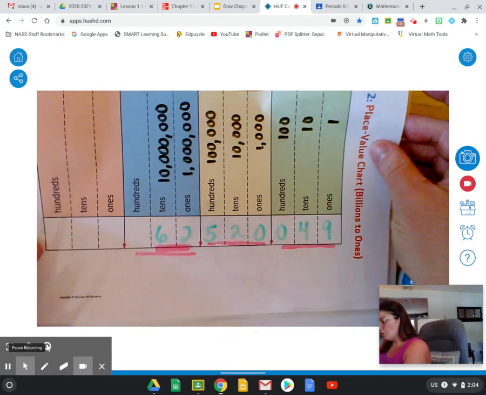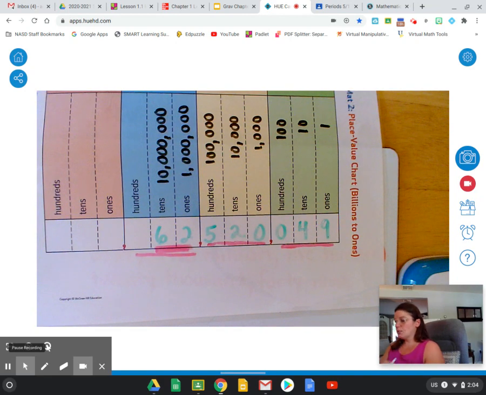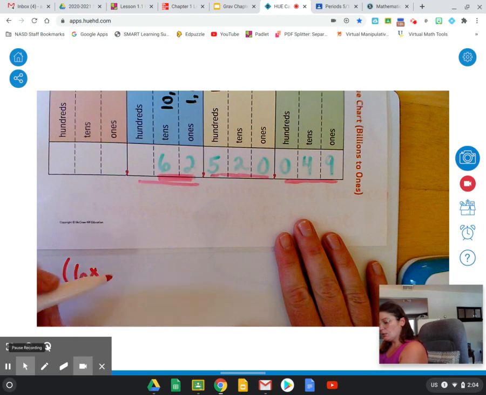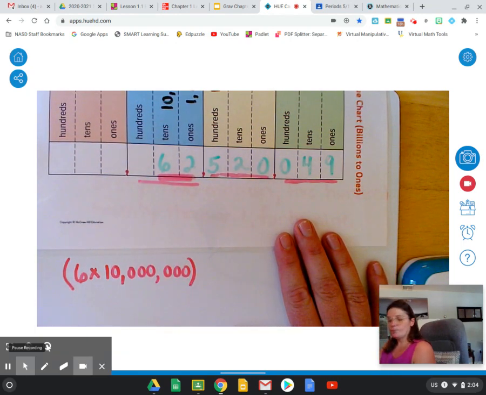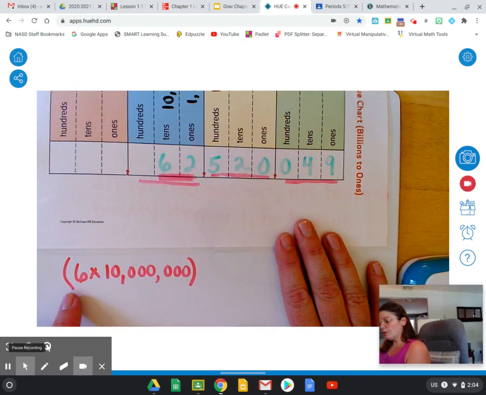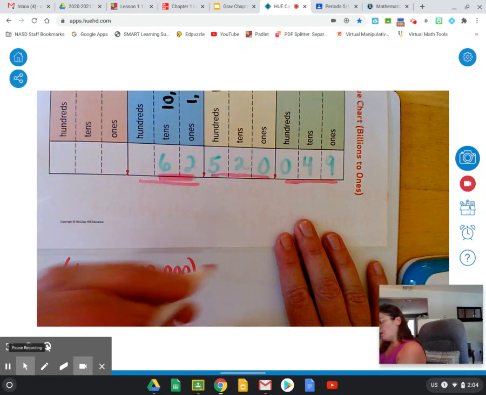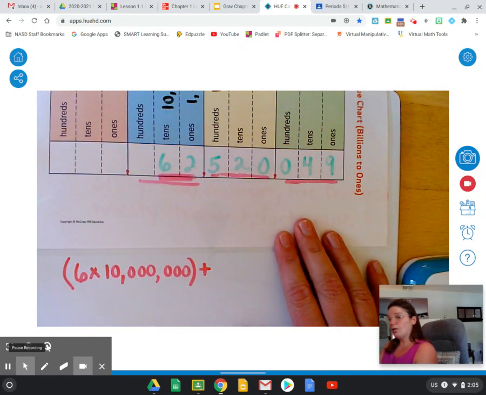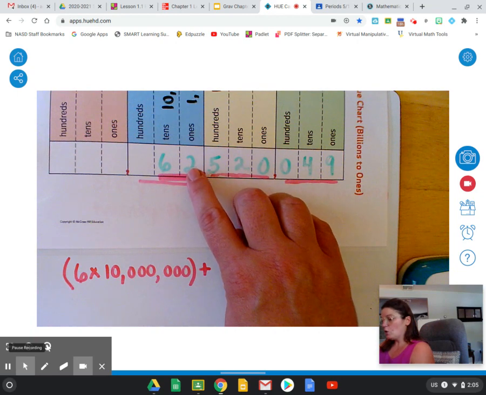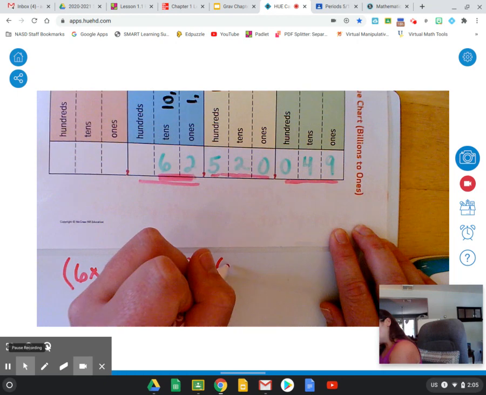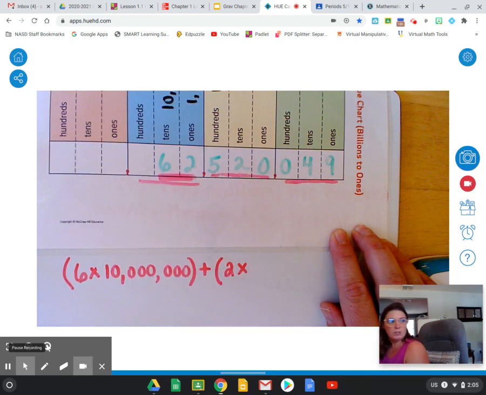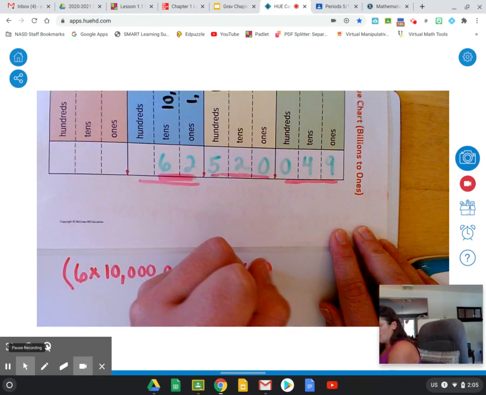All right, so let's go back to that 6. 6 is in the 10 millions. So I'm going to write 6 times 10 million. So each digit gets put in parentheses with its place value. Now to that, I'm adding in the next digit and its place value. 2 is in the 1 millions. So in parentheses, I'll write 2 times 1 million.